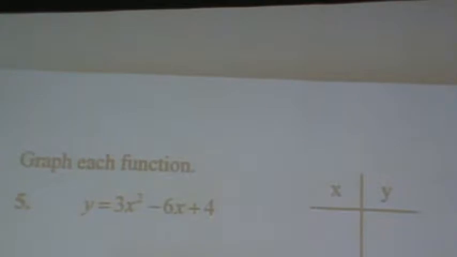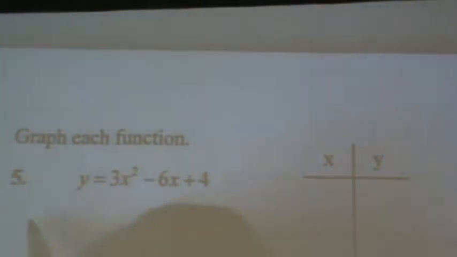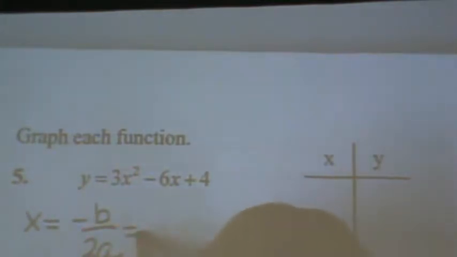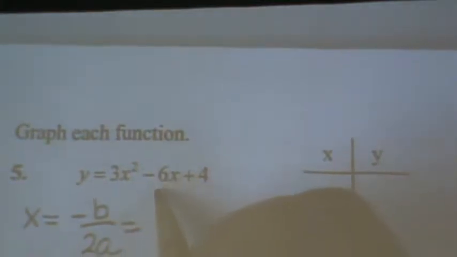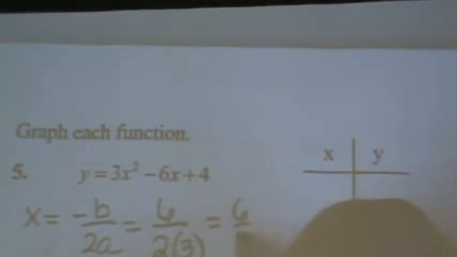Next. If you were asked to graph something, and it's in standard form, what's the first thing you need? x equals negative b over 2a. Where the b value in this is negative 6, so it's 6 over 2 times 3. What's 6 over 6? 1. This is your axis of symmetry.